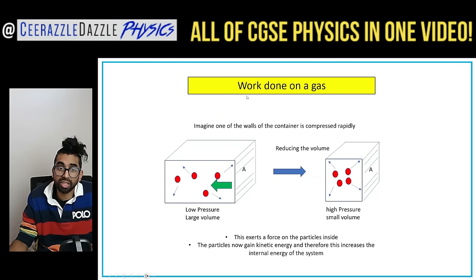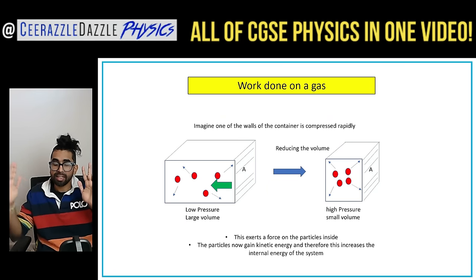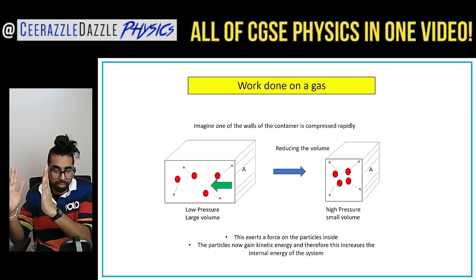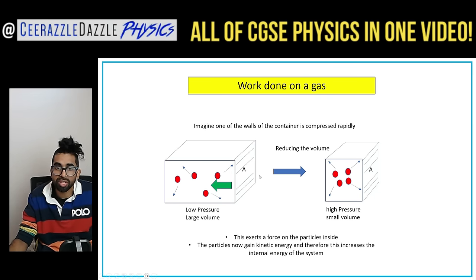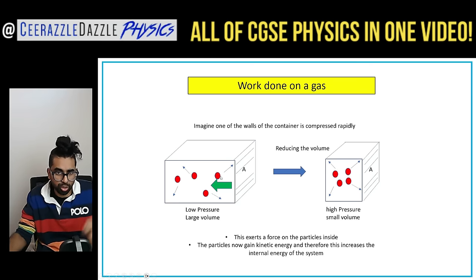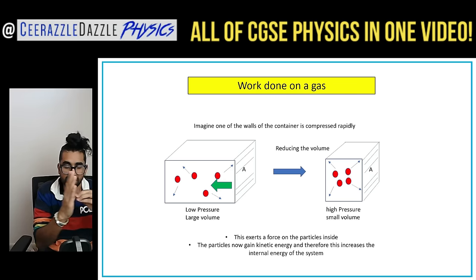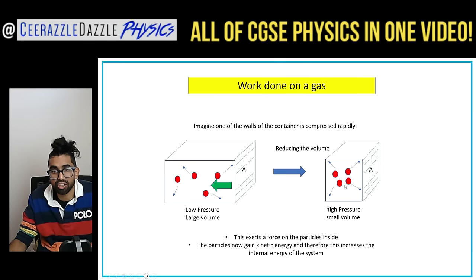Then, work done on a gas. Let's say we have a container full of particles, and let's say that one of the walls of the container is compressed rapidly. So you rapidly squash it down. As you move this wall closer very rapidly, the particles will hit the wall. And don't forget, if you move the wall while the particles are hitting it, they will gain kinetic energy. So therefore, the pressure will increase.